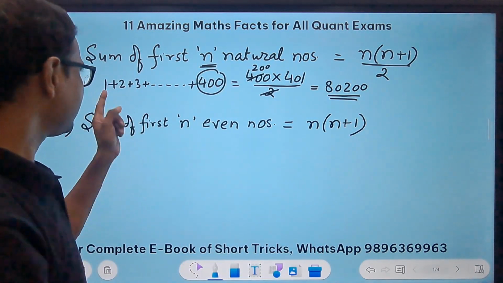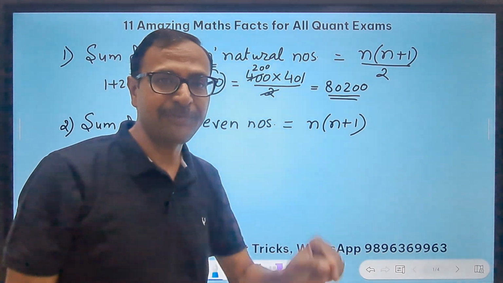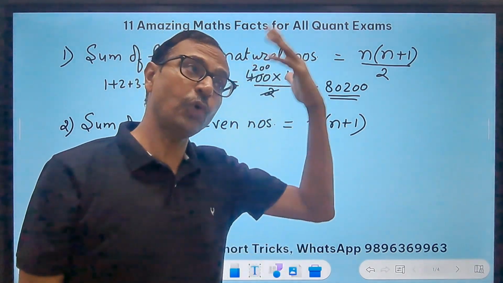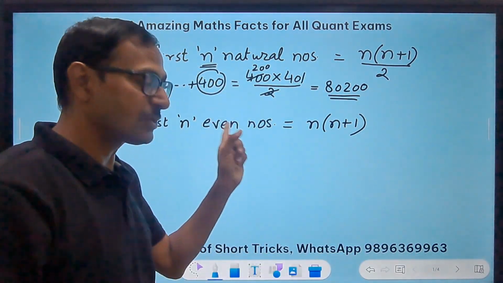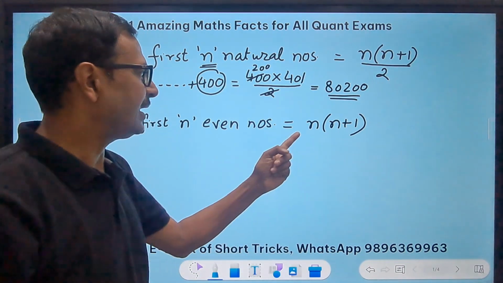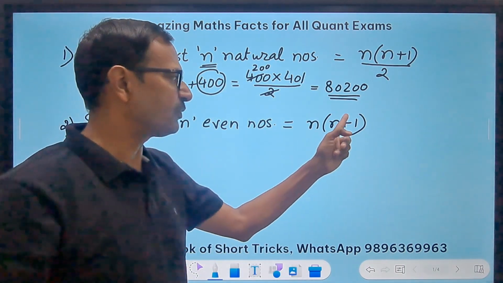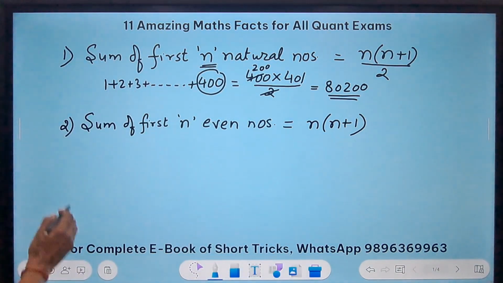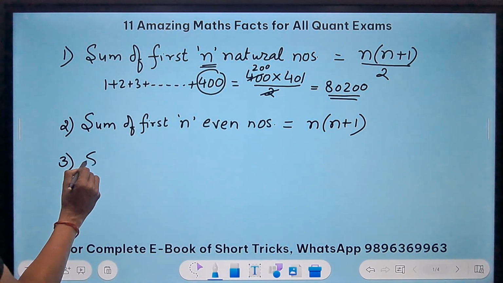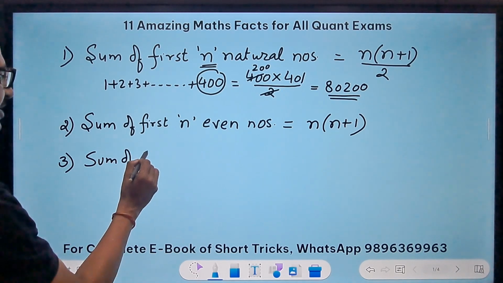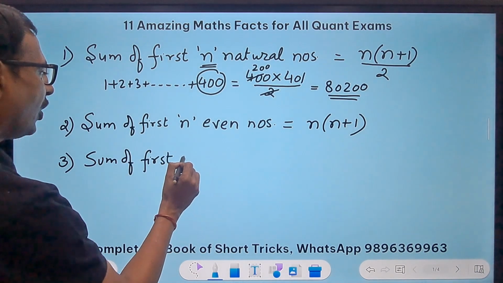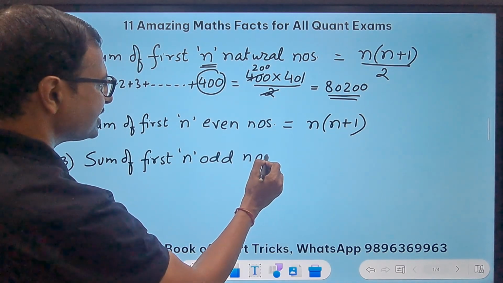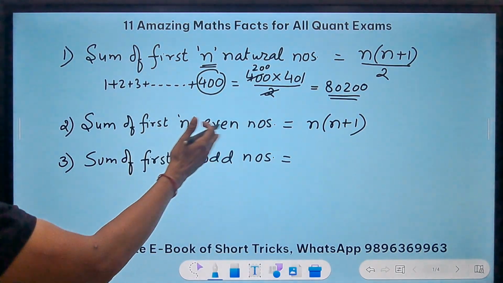Now suppose for the same question I need to do the sum of first 400 even numbers, 2, 4, 6, 8 up to 400 such even numbers, first 400 such even numbers. Then I'll put 400 here, 400 times 401, that will give me my answer. And likewise the third one, let's complete this part, the sum of first n odd natural numbers. So we have a formula for everything, and odd numbers is even more simpler than even numbers.